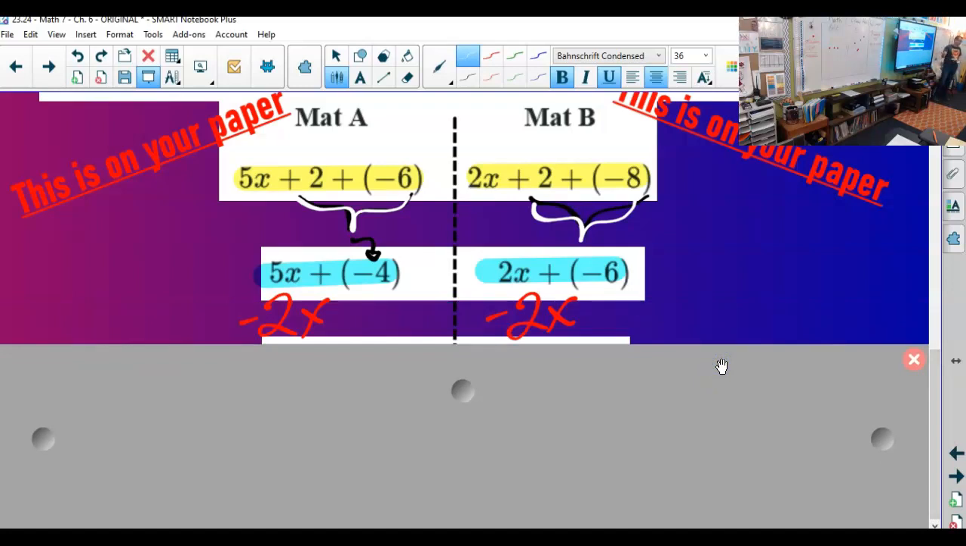Guys, if I was you, I'd write this on your paper. That what they did was -2x, -2x. They got rid of 2x from both. They just did the same thing on both sides. Take away x, take away x, take away x, take away x. Sorry, I knew that. You said the right thing.